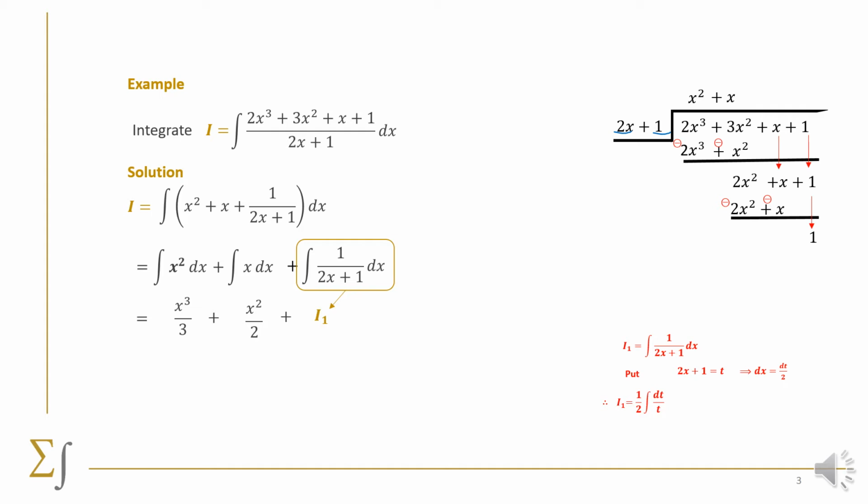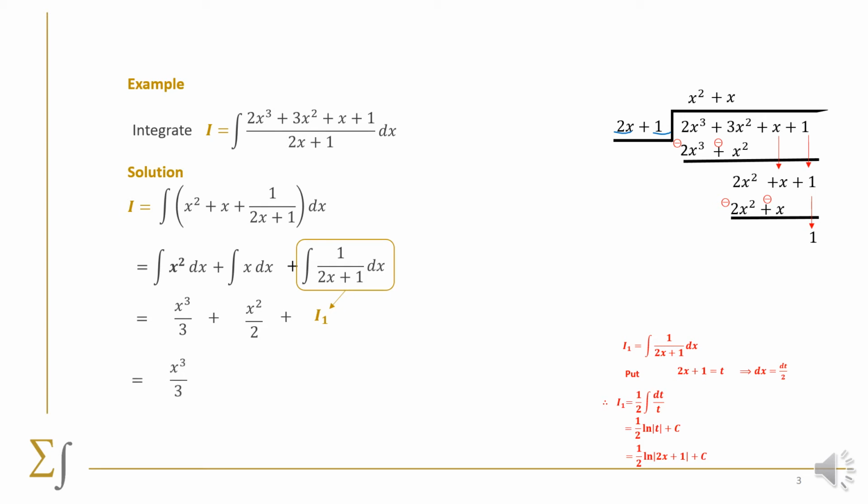I1 equals half the integral of dt over t. We all know that the integral of dt over t is the logarithmic function. So I have half times ln absolute value of t plus the constant of integration, or again in terms of x, half ln absolute value of 2x plus 1 plus the constant of integration.